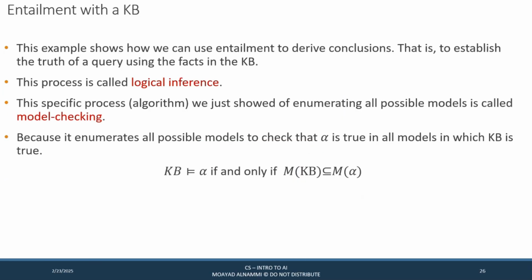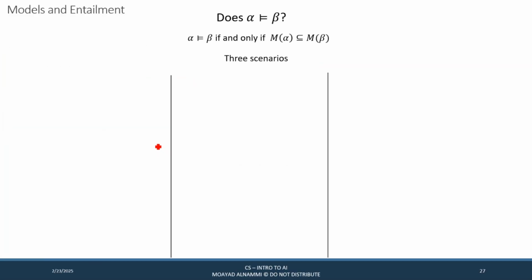Okay. So this example shows how we can use entailment to derive conclusions, that is, to establish the truth of a query. This process is called logical inference. We use entailment to infer this. This specific algorithm that we've just shown, where we look at models and possible configurations, is called model checking, because it enumerates all possible models. So as a summary, what I want to say in terms of visualization is, does alpha entail beta?